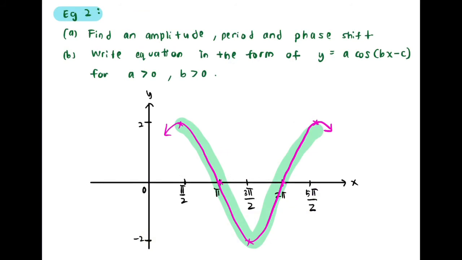Now let's see example 2. Find the amplitude, period, and phase shift for the graph given. Then write the equation in the form of y equal to a cos bx minus c. So this is the graph. So let us highlight this part here because we want the graph of cos. After we have highlighted here, we can label this is one period. So we can find later on the value of the period.